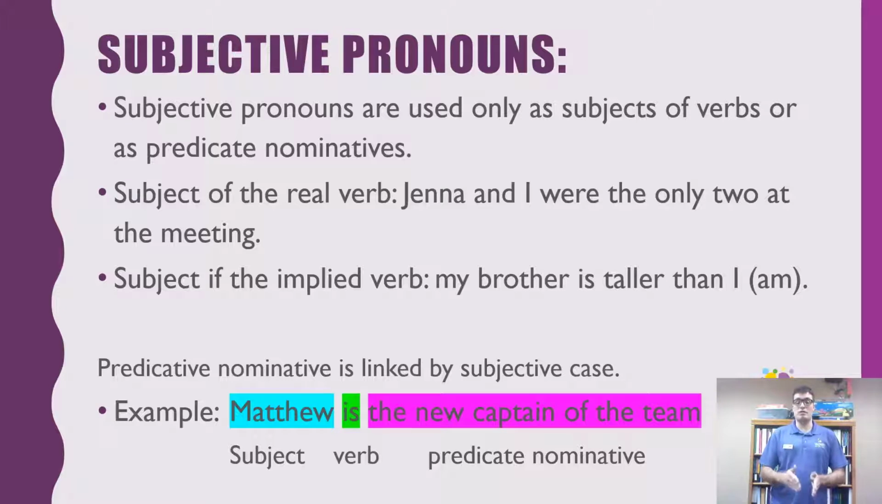We also have the subject of the implied verb. My brother is taller than I. You can finish the sentence as "I am," but we don't need to. So we simply have I as the pronoun to finish the sentence.